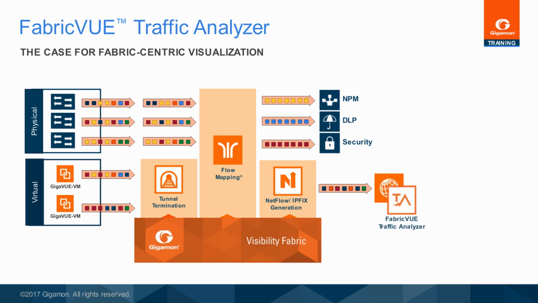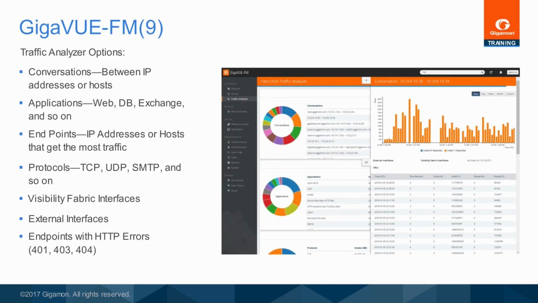FabricVUE Traffic Analyzer serves as a first-level dashboard for visualization, so that you can see significant activity and know immediately which set of tools to best pursue investigation of that activity. While not an analytics platform, it does provide sufficient metrics and visibility to act as a jumping-off point for the next level of troubleshooting. Traffic Analyzer gives users a larger insight into their traffic flows through the GigaVUE nodes.